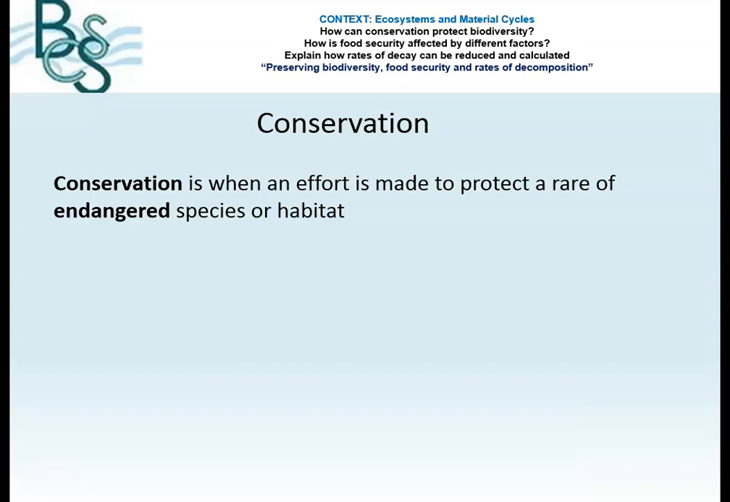Hi biologists! What we're going to do today is look at conservation, and there are a couple of examples that you need to know about. We're going to look at food security, decomposers, and how food can be preserved.